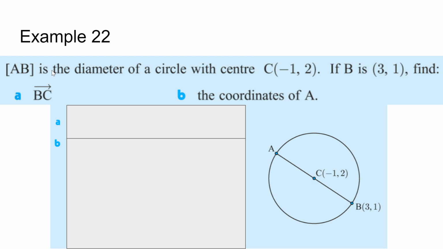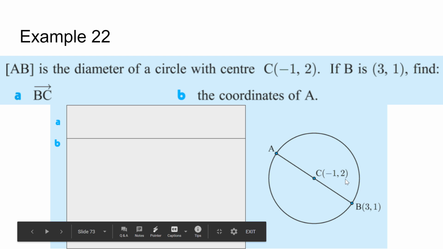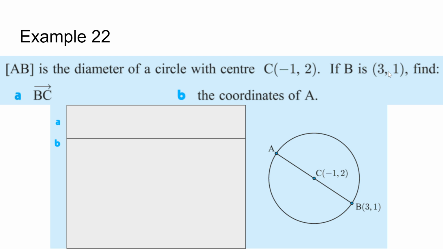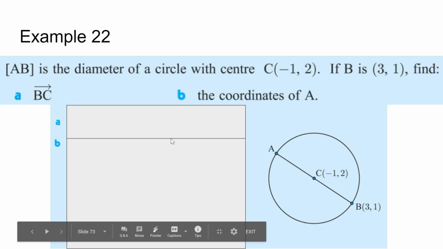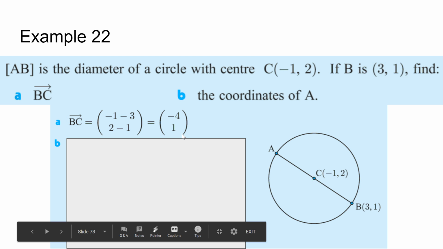Example 22, we have a circle here, and that circle has a center of C, negative 1, 2, and point B has the coordinates 3, 1, and that is a point on the circle. It says first find vector BC, and we're going to take point C, its components, negative 1, 2, and subtract the components for B, 3, 1. When we do that, we get negative 4, 1.